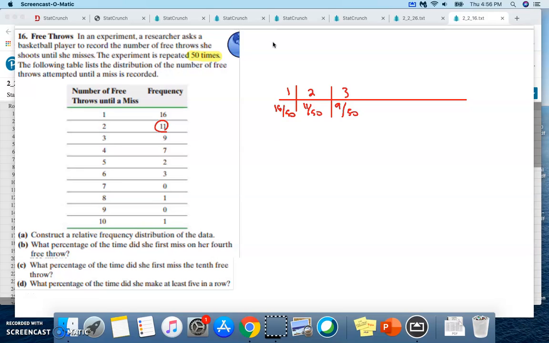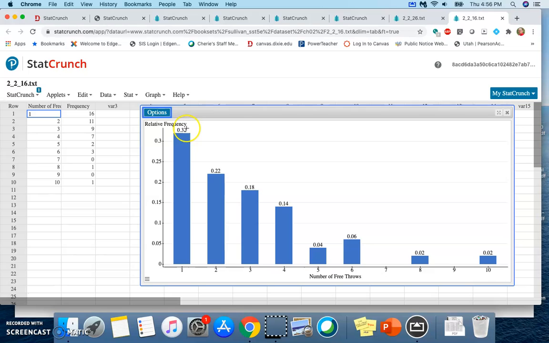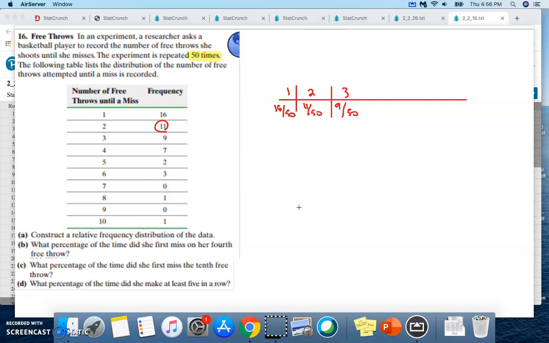We constructed a relative frequency distribution, and we're going to answer some of the questions that were asked here. So 1 was 0.32, 2 was 0.22, 0.18 for 3, and so on and so forth. We started doing it by hand, and then we got the numbers using StatCrunch.